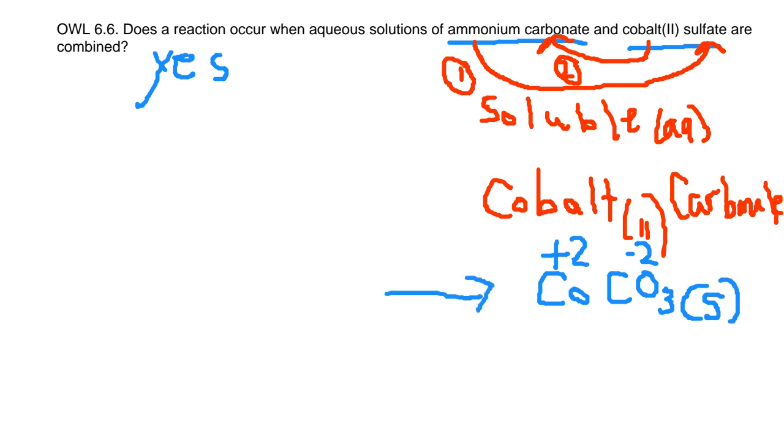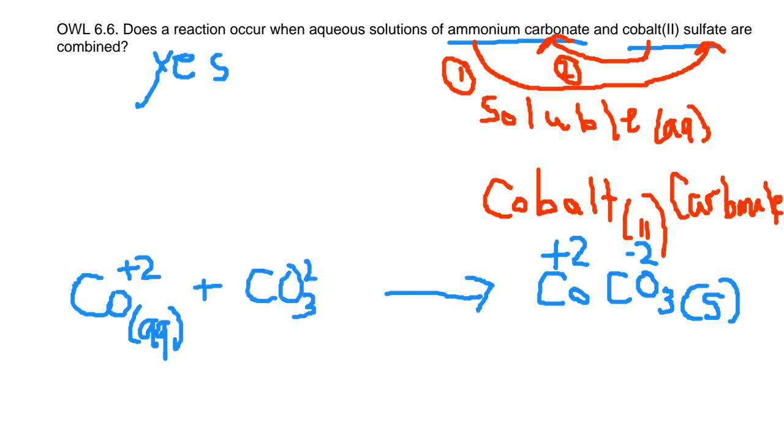Just like in example 6.5 that we did earlier, when you're writing these precipitation net ionic equations, you'll put the constituent ions as ions dissolved in water on the left side. So cobalt has a positive 2 charge, and it's aqueous, and it's reacting with carbonate that has a negative 2 charge, also in solution. And of course, in your final formula, the charges will not be there. They're just there to help you figure out what your subscripts are going to be.